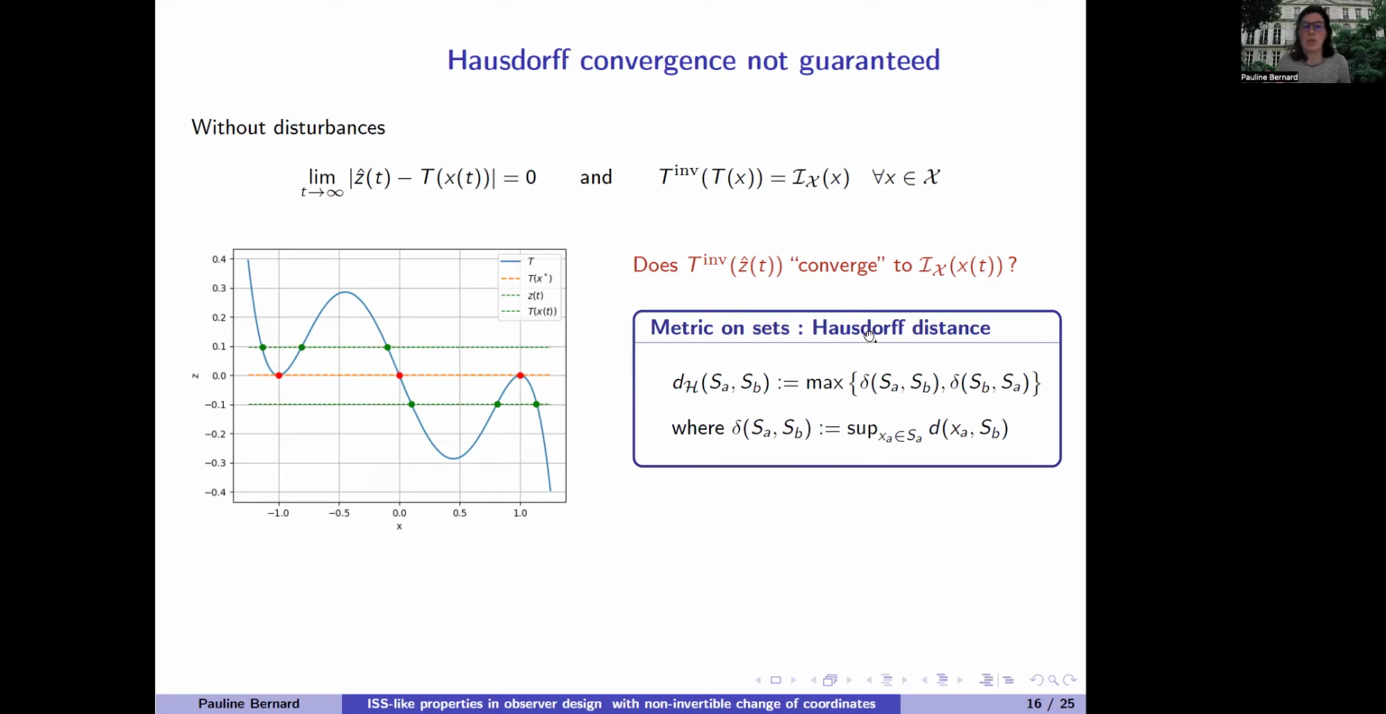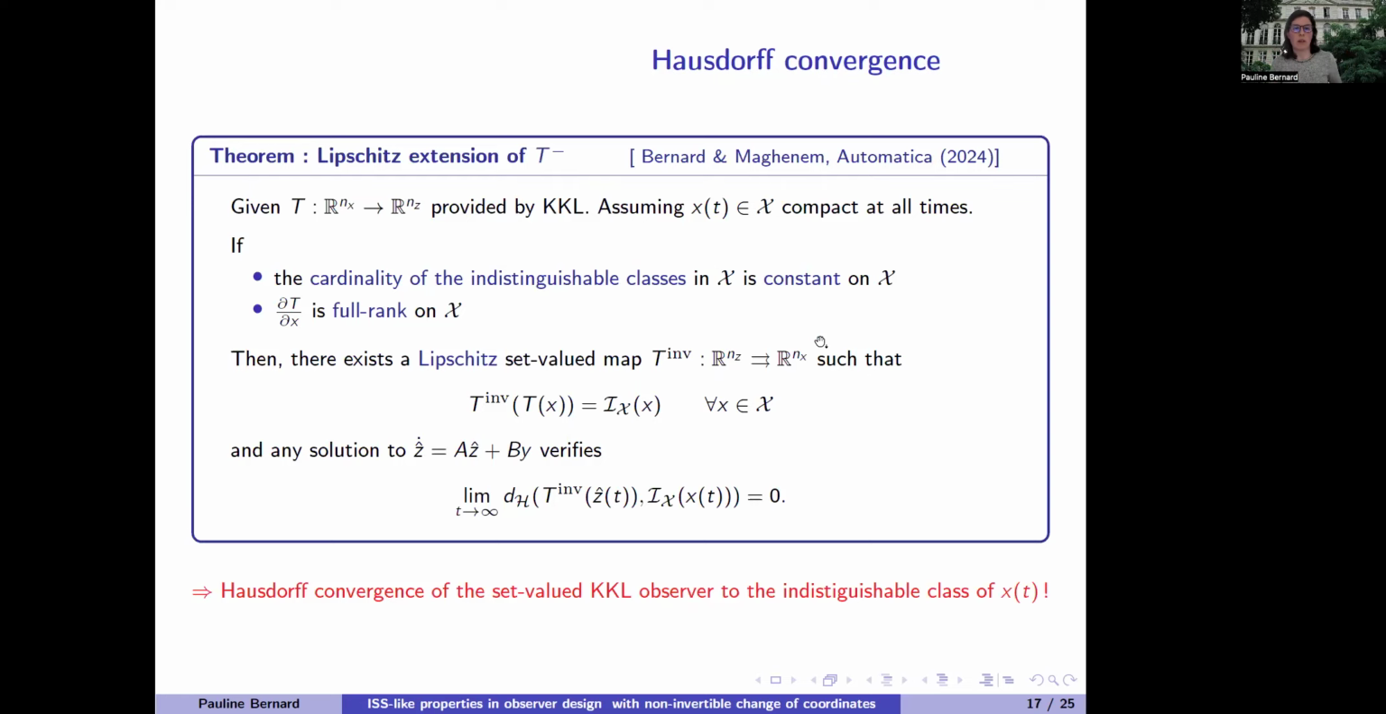Okay, so this can be quantified in terms of a metric, which is called the Hausdorff distance, which is used to compare sets. Okay, so the Hausdorff distance is something that will be 0 only if 2 sets are equal. And so here we see that on this example, we do not have convergence of those sets in terms of this Hausdorff distance.